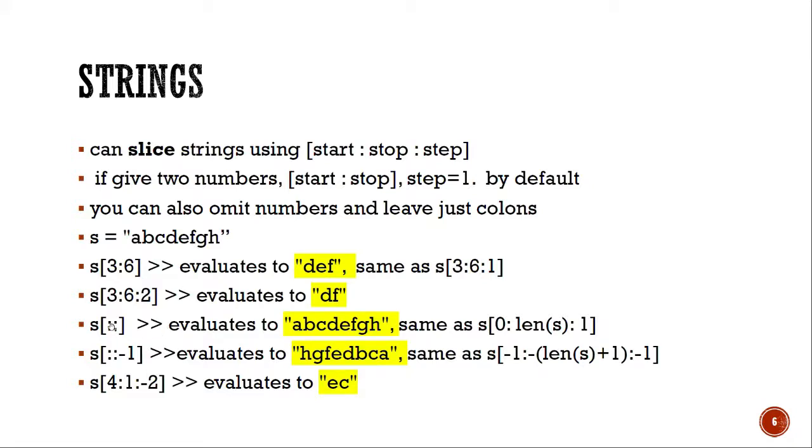If we use the double colons, it shows the complete string. If we do it with a step of -1, we actually invert the order of the string. So we start with the last character and go back. And then this can also be done to go from the end of the string to its beginning, going backwards with a particular step.